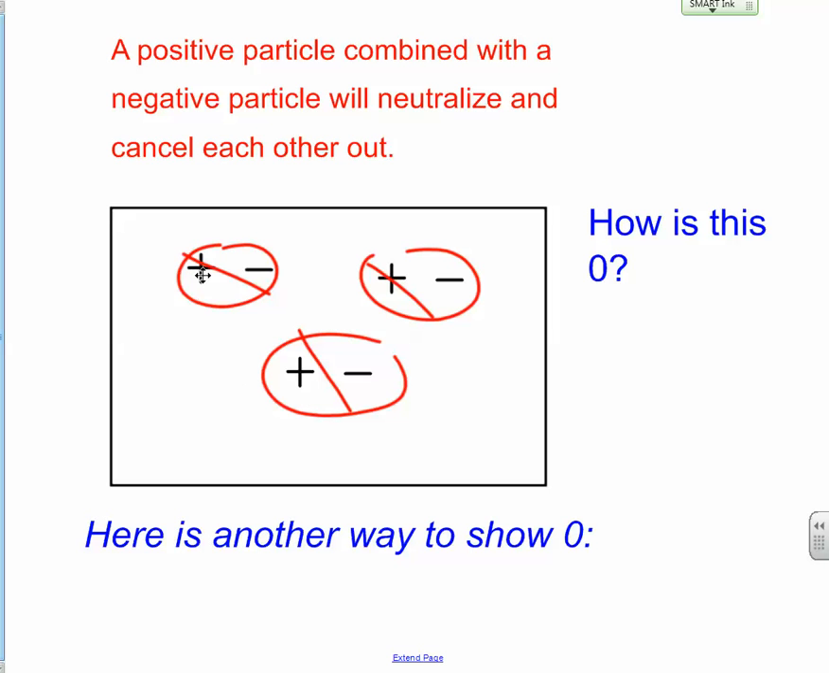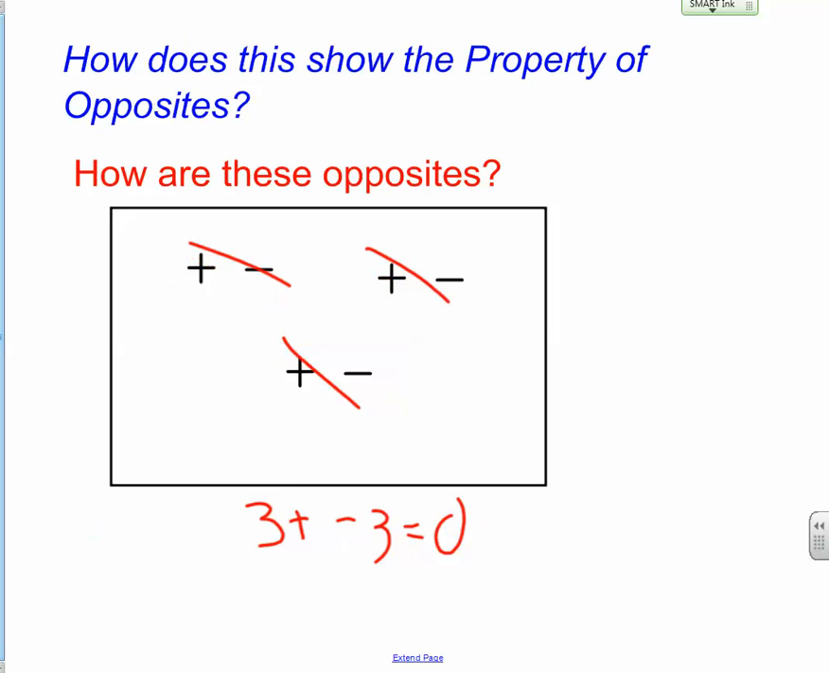I can also look at it as 1, 2, 3 positives plus 1, 2, 3 negatives. And if you remember, positive 3 and negative 3 are opposites, and opposites always have a sum of 0. So that's what we talked about next. This is just the property of opposites. So another reason this makes 0 is I've got the same number of positive charges as negative charges, so they're opposites. And that equals 0.